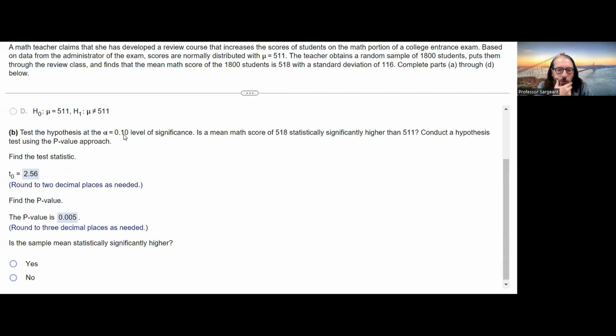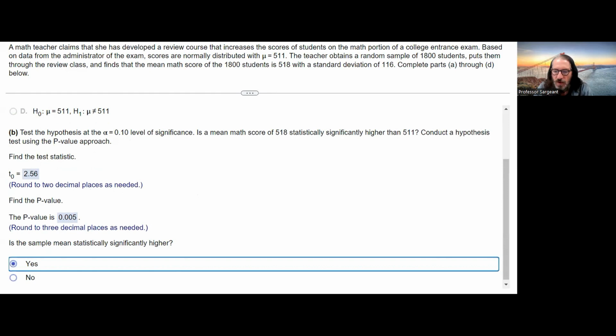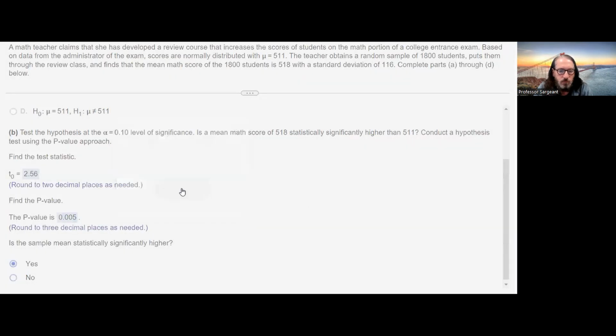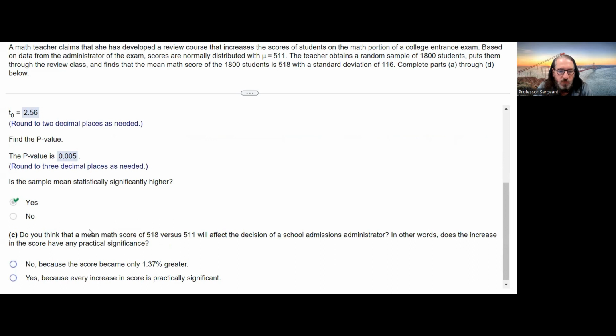0.10, let's see. That would be 100 thousandths, and 5 1,000ths is less than 100 1,000ths. Yes, this is significantly higher. So the conclusion is that we have statistically significant results here.